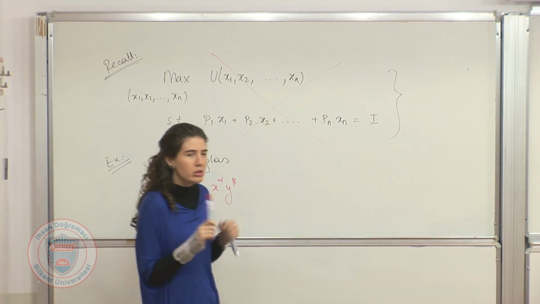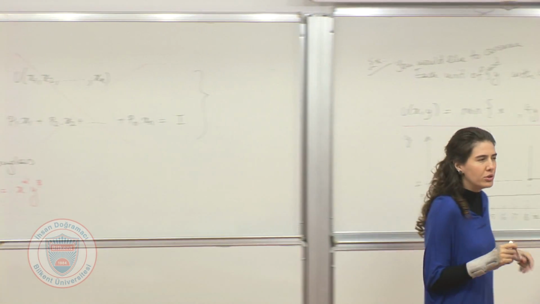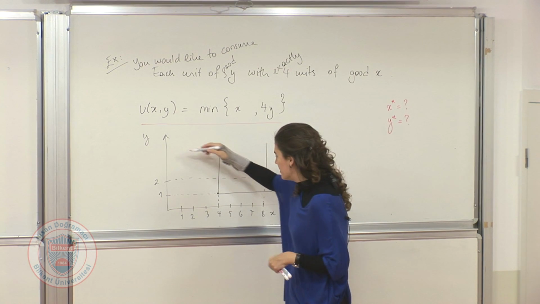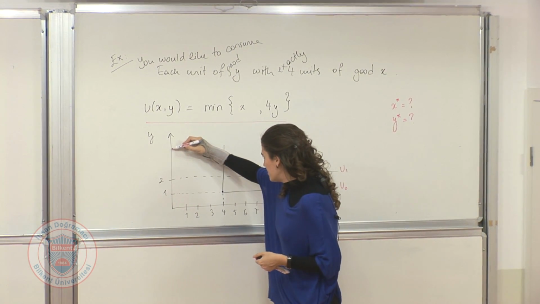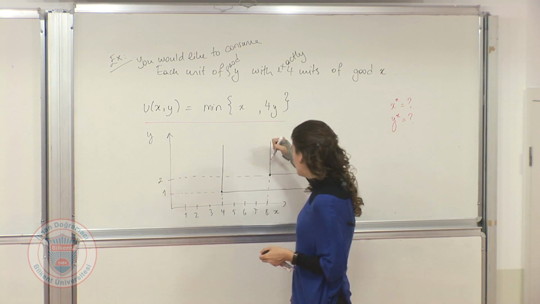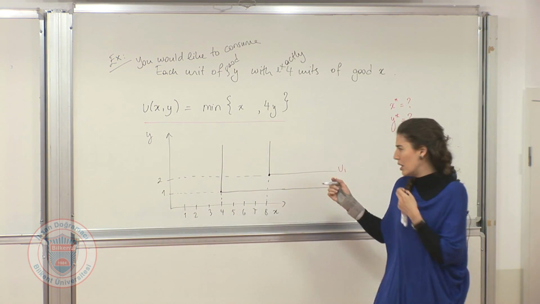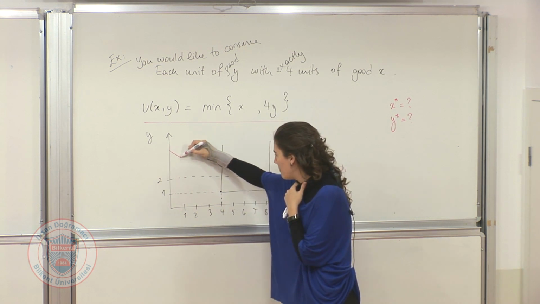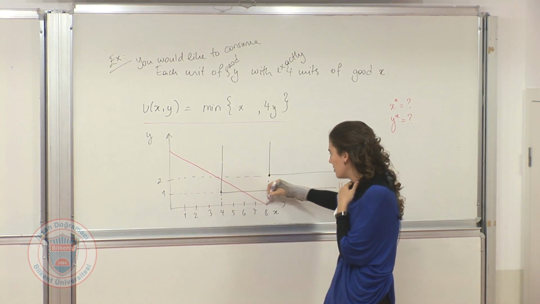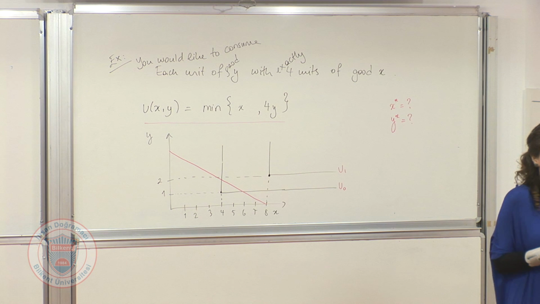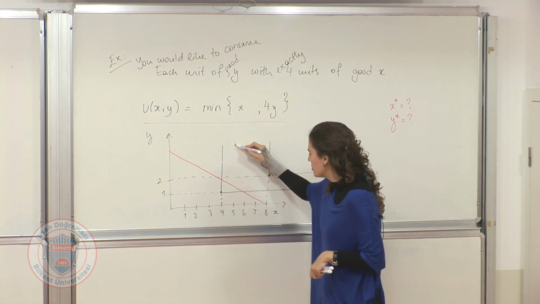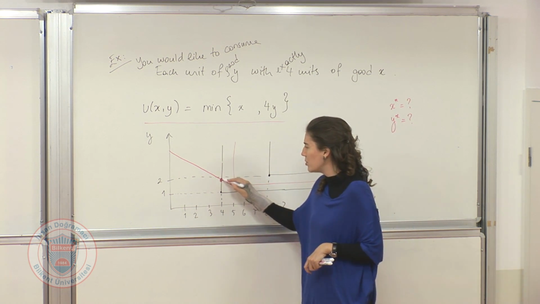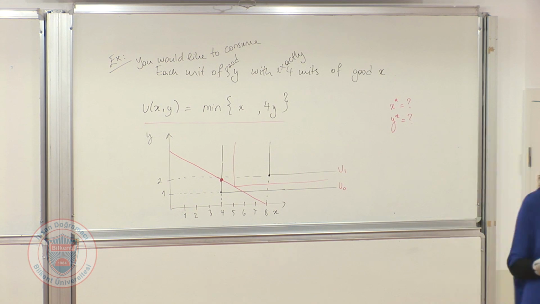But remember, you guys told me what a smart consumer would do. Suppose you have a budget line like this, and suppose we have many indifference curves. Suppose I also have one here. So where do you think a smart consumer would consume here? No. Why not?